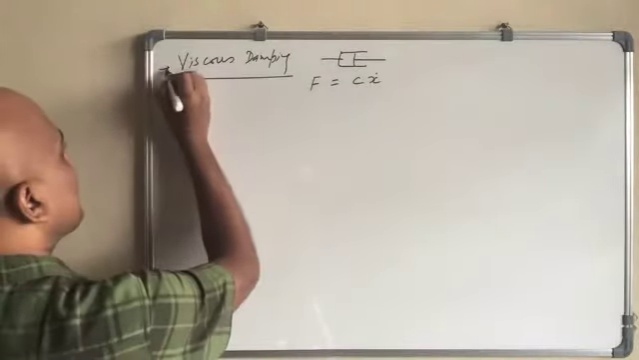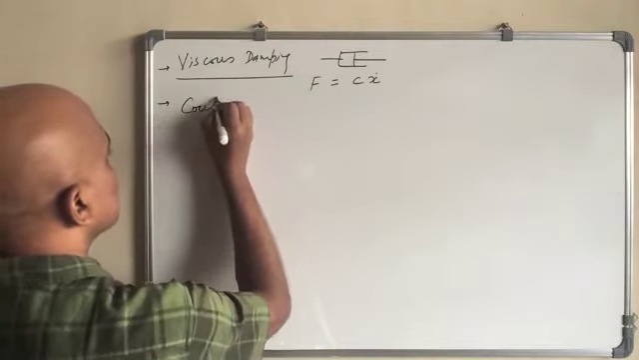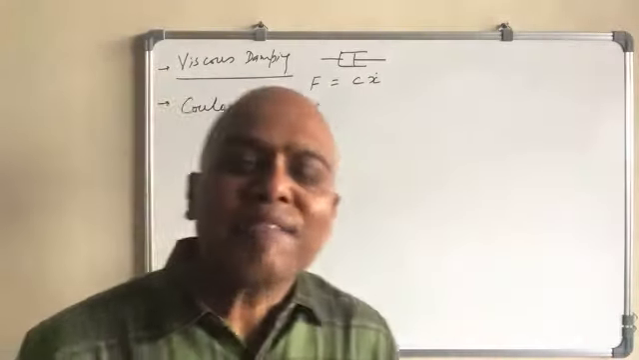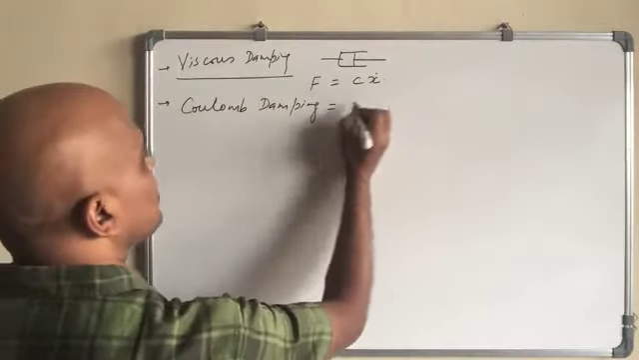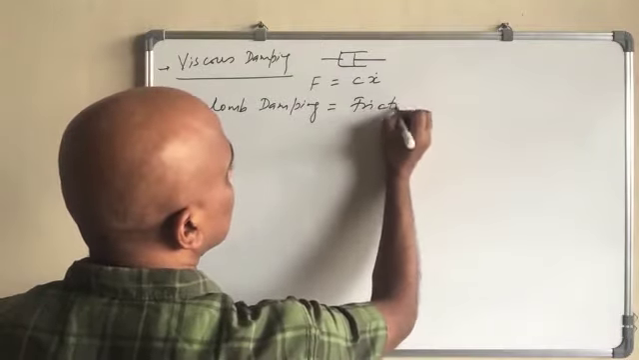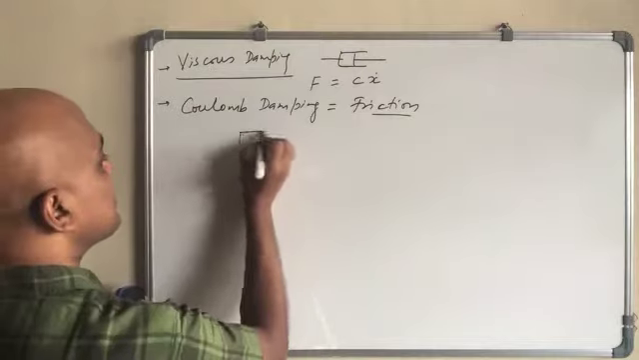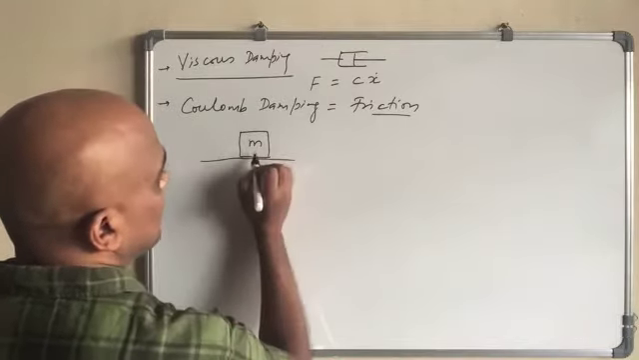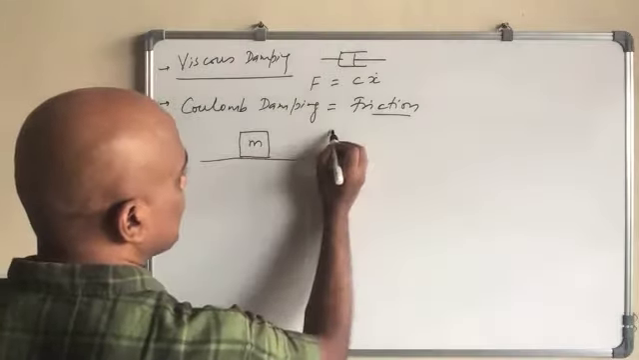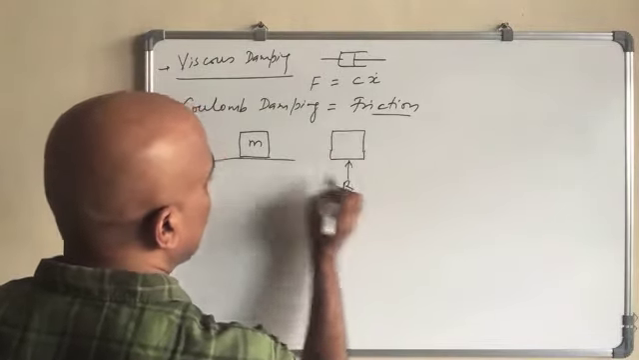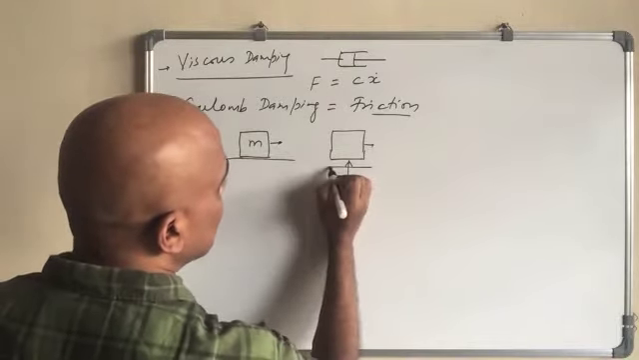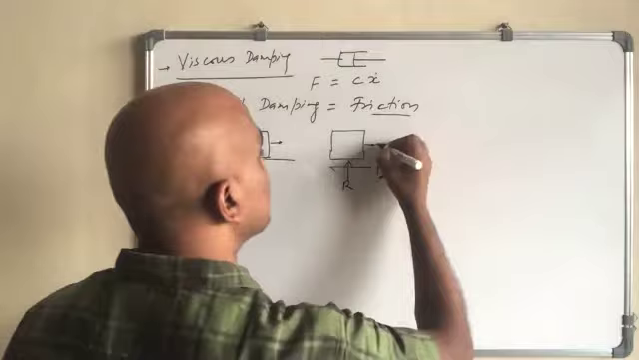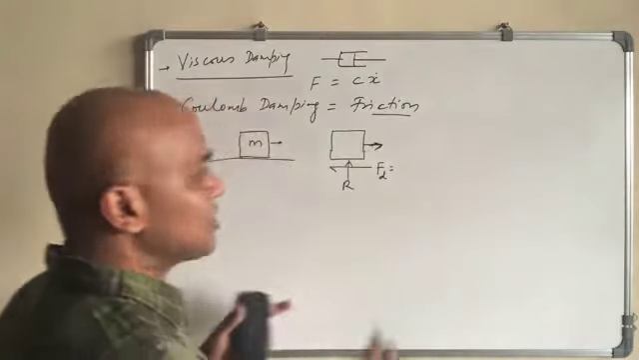There is another kind of damping which is known as Coulomb damping. Coulomb damping is basically friction between two surfaces, the same friction as you have studied, right? So if there is a mass M here, and whatever the reaction is R, and you try to move it this way, there will be a frictional force Fd, and this friction force will be equal to the applied force.